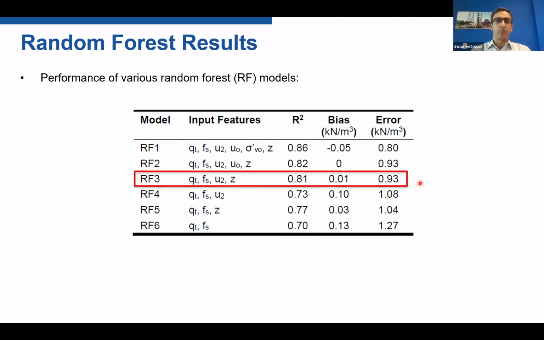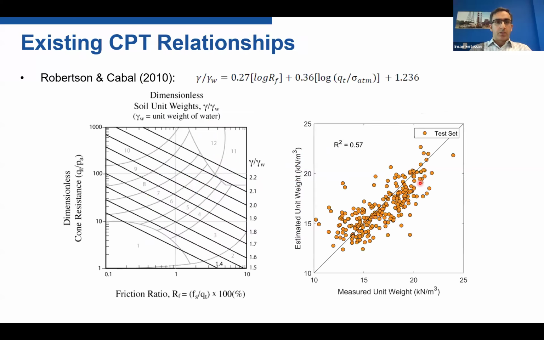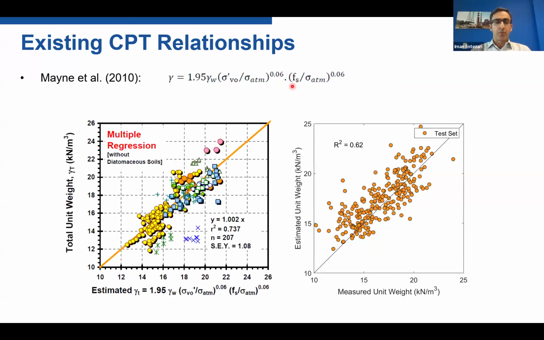And then we took that and compared the results of this one with some of the existing relationships. So these are some of the widely used CPT-based relationships to estimate unit weight. This one by Robertson and Cabal 2010. So we have the equation, and then here's the performance of basically this model on our test set, the same test set that we tested the performance of the machine learning models. This is Mayne 2010. So you have the equation here. Effective stress is a parameter in this model. So here's the performance we get.